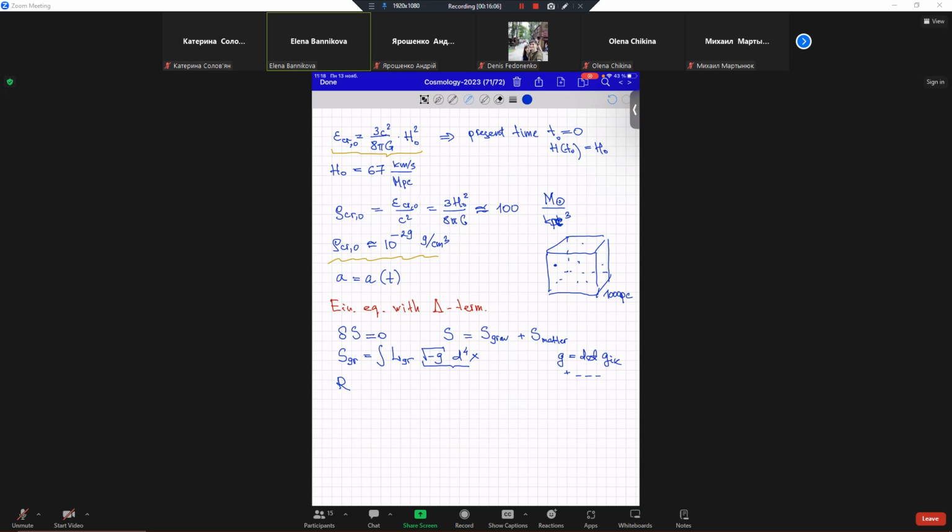This is exactly what Einstein used, and this action is also called the Einstein-Hilbert action. So you can consider exactly the integral of R square root of minus g d⁴x.